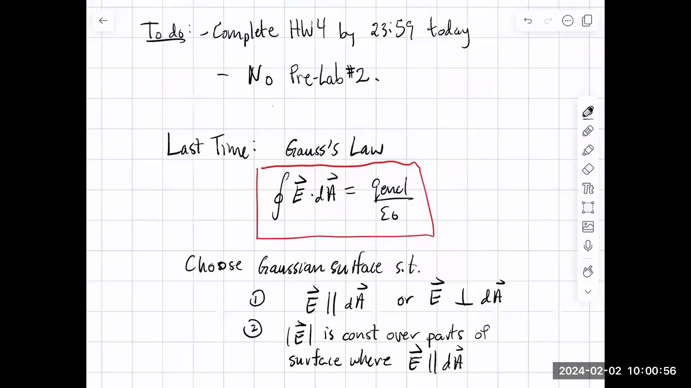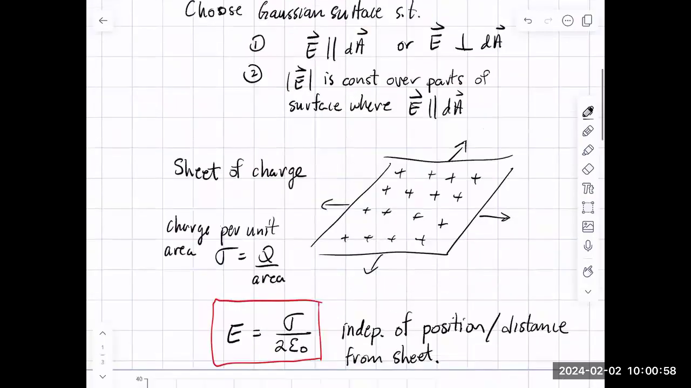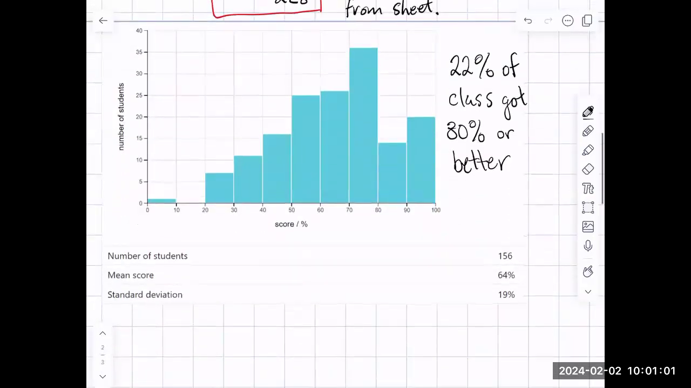Okay, now before I recap what we talked about last time, here is the distribution of quiz grades. The average was 64%, which is pretty typical year after year. That's sort of where it lands. Actually, this is maybe a little bit higher than normal, so that's good. And then 22% of the class got 80% or better. Those are the statistics. There's a big peak in the 70 to 80 range, and then it tails off on the other side of that.